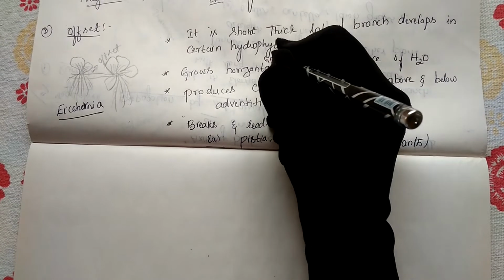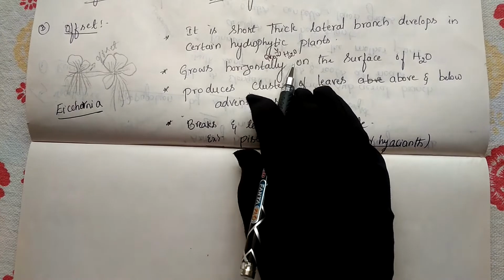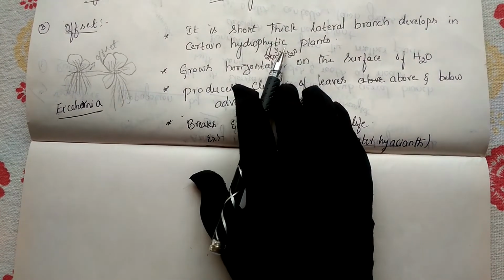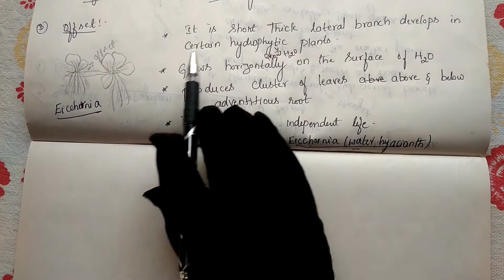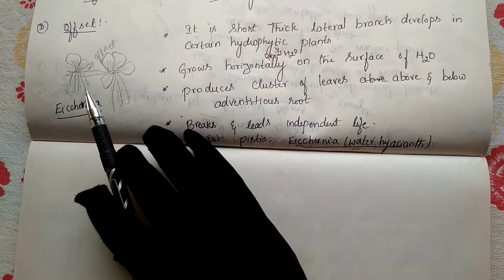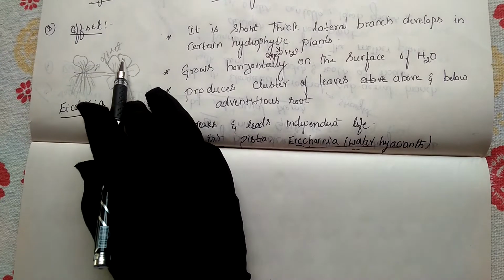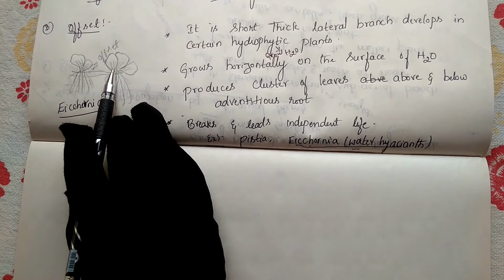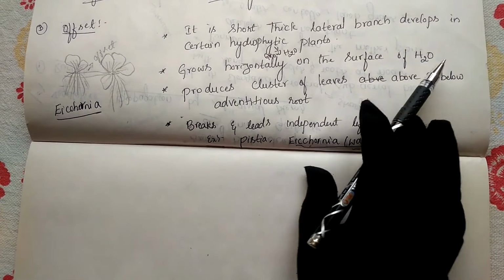Eichhornia is a plant which grows in water, so that's why we mention it as a hydrophytic plant. It produces short thick lateral branches. This is a stem, and it is producing short thick lateral branches here, which will grow on the surface of the water. They grow horizontally on the surface of the water.